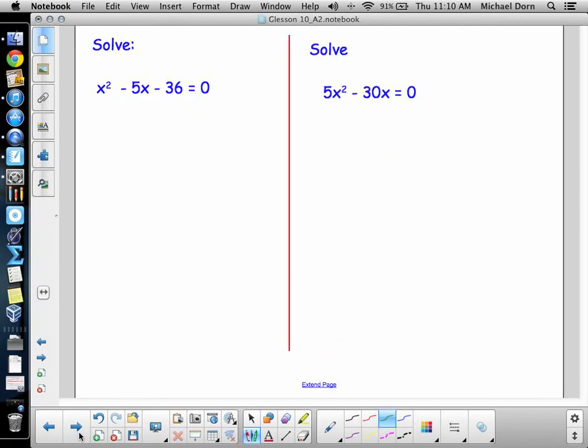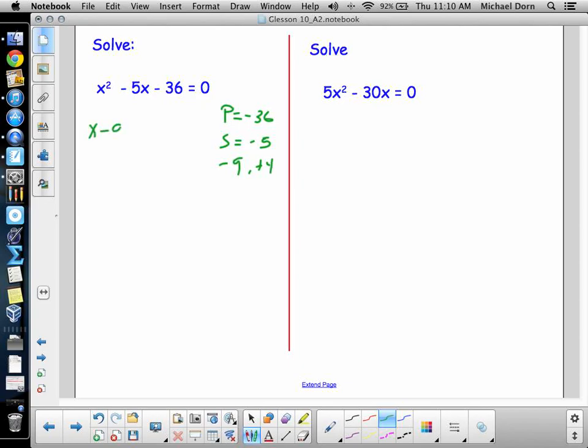So let's put this into practice. X squared minus 5x minus 36 equals 0. Again, we're going to start by factoring. We're going to ignore the equals 0 for a second and just factor. My product has to be negative 36. My sum is, what, two numbers? Well, negative 36 could be 6 and 6, 9 and 4, and how about negative 9 and positive 4? Okay, so negative 9 and positive 4 are my magic numbers.